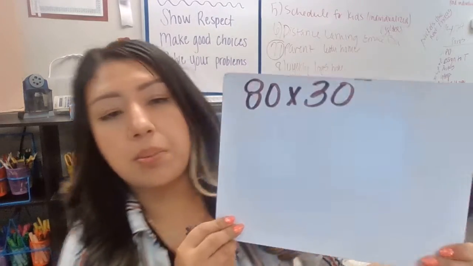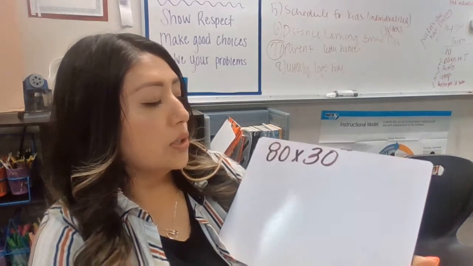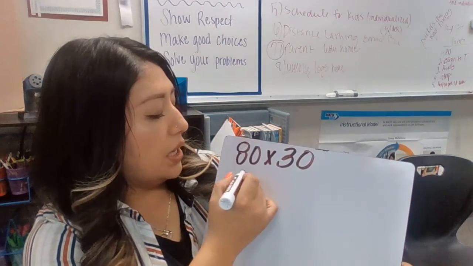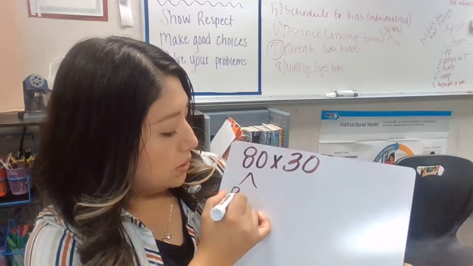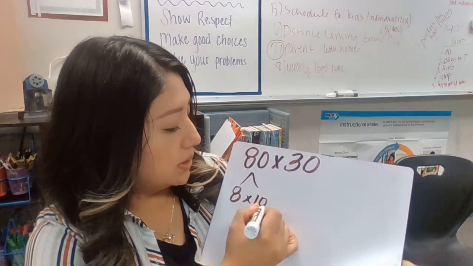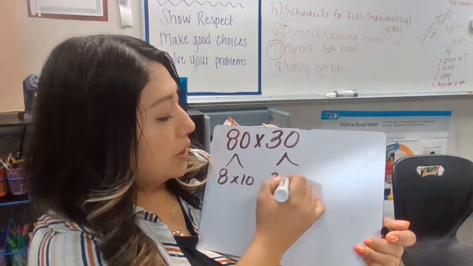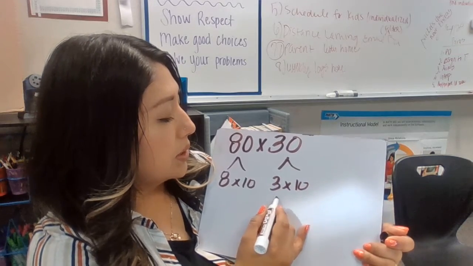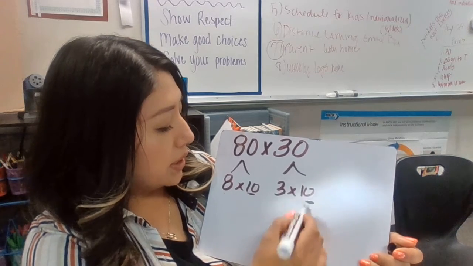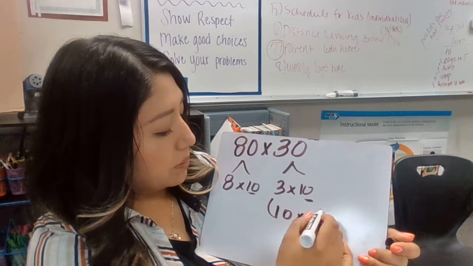So I have written out a problem on the board. Notice we have 80 times 30 and they are both multiples of 10. So what we can do is we can break down the 80 into 8 and 10, right? Because 8 times 10 gives us 80. Then we're going to break down the 30 and we're going to do 3 times 10 gives us 30. Then we are going to put the 10s together, and let's move them over to this side. 10 times 10. I'll put them in parentheses.